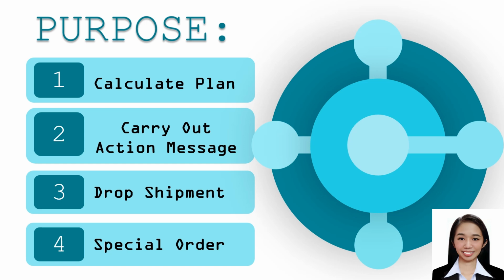The third one, the user may fill up the lines on the requisition worksheet using the drop shipment action to choose which sales order lines to designate for drop shipments. This activity utilizes the Get Sales Order batch job. The last one, the special order action may be used by the user to fill up the lines on the requisition worksheet. To identify the sales order lines you wish to specify for a special order, this activity uses the Get Sales Order batch job.